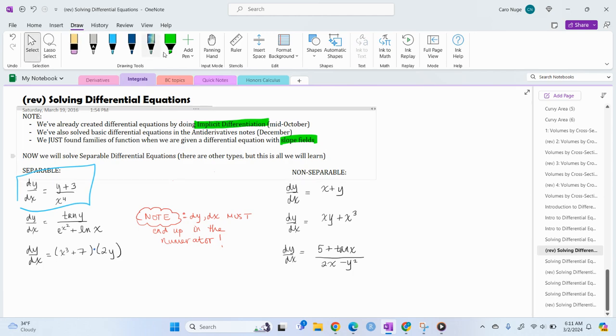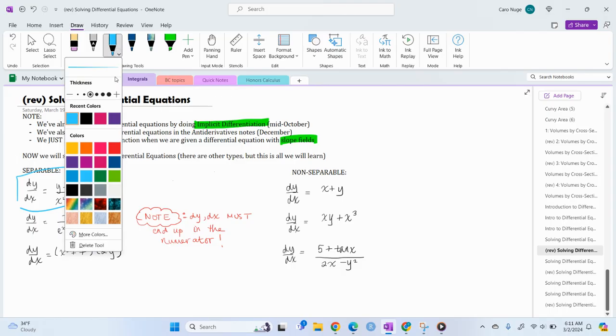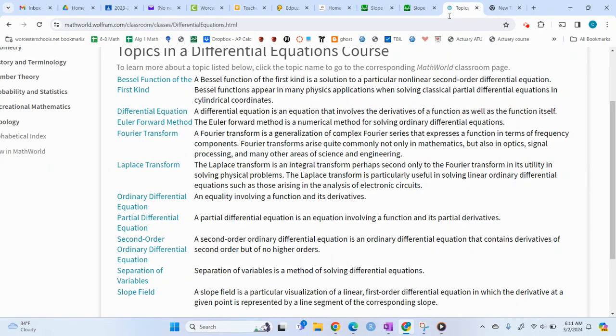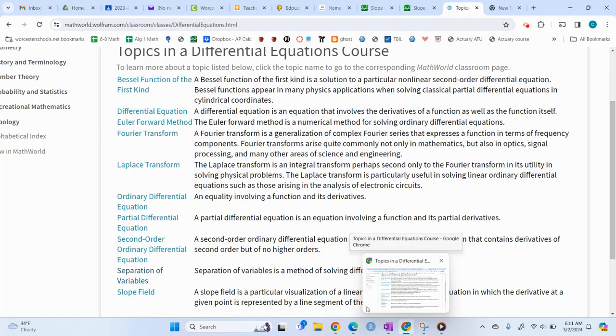Now let's talk about this. There are many types of differential equations, and we're only going to be solving the separable differential equations. I just want to show you something so you can see, if you choose to major or minor in math, you'll take differential equations. We're going to be doing first order or ordinary differential equations. There are partial differential equations. There's second order, that's whenever the second derivative is involved. We'll be doing separable ones. There are non-separable ones, like homogeneous, non-homogeneous.